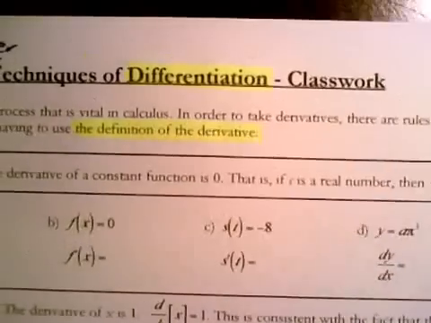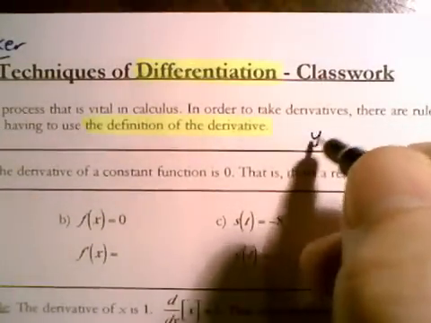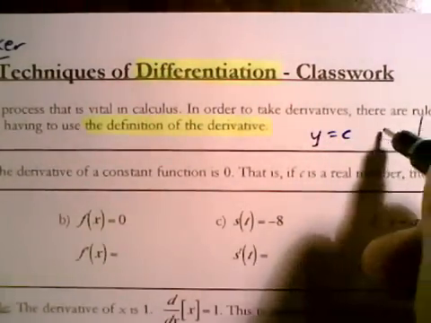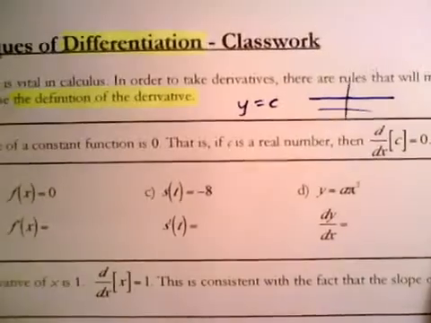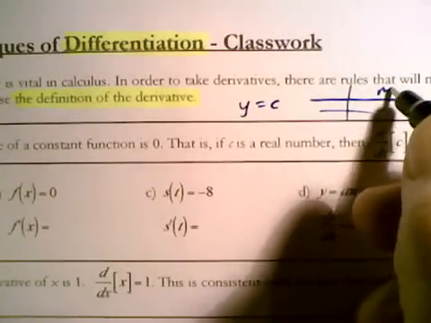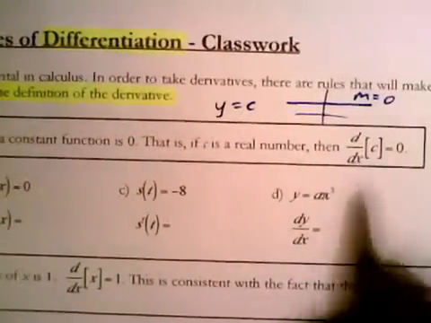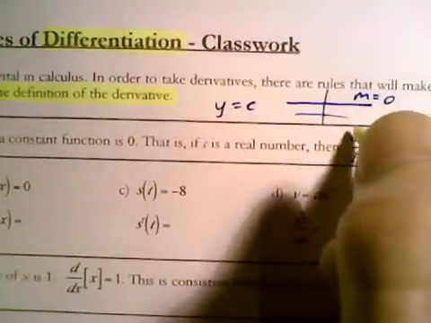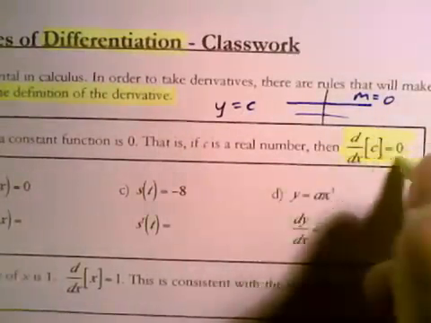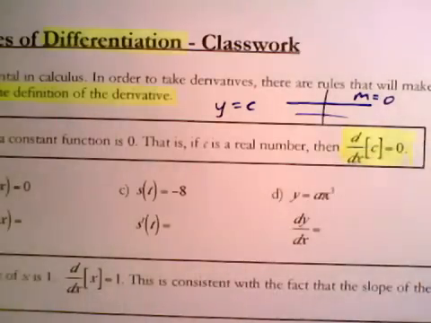And if you look at the graph of a constant, y equals some constant, it's just a horizontal line. And so any horizontal line has a slope of 0, and therefore the slope of a constant is 0, and therefore the derivative is 0. So there you go. So the derivative of any constant, no matter what the constant is, equals 0.